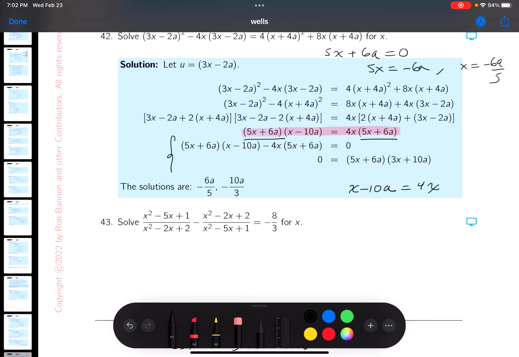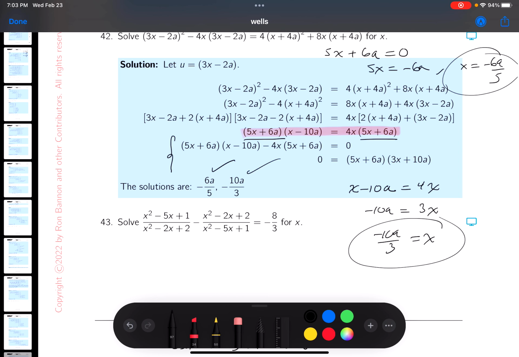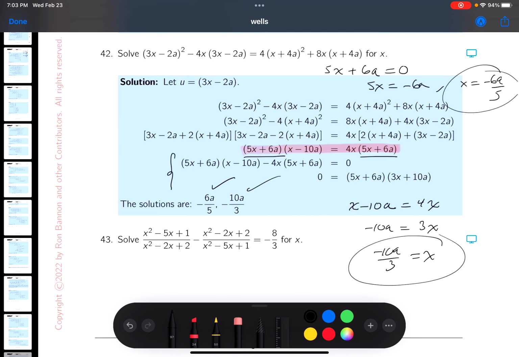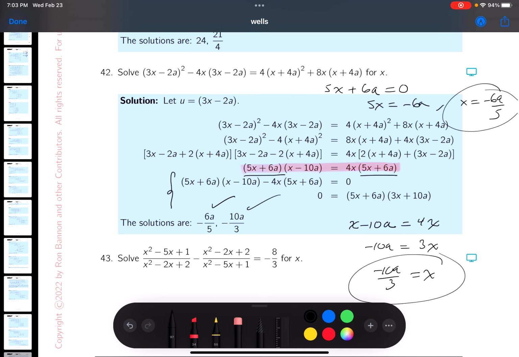What do I do over here? Well, minus 10a is equal to 3x. And then what do you get over there? Minus 10a over 3 is equal to x. So I got my two solutions over here. What are the two solutions going to be? x equals minus 6a over 5, and x equals minus 10a over 3. And both will work. If you want to go back and check that, you can. Just substitute it in. It's really not that bad.